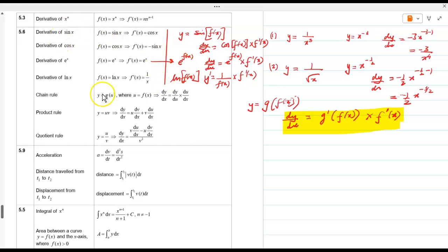Product rule: u into v. u into derivative of v plus v into derivative of u, so u v dash plus v u dash. Quotient rule: v u dash minus u v dash upon v square.